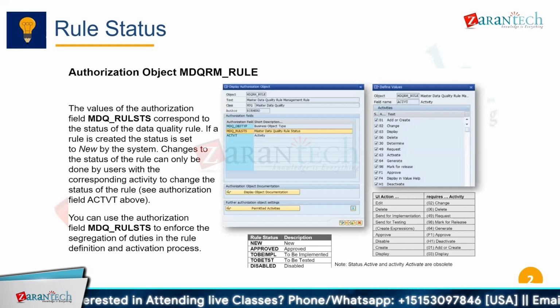So this is for authorization objects. Generally, in real time, whenever you create anything, you will need to get the authorization. So for DQM, you will need authorization to correct it. So this is a sample authorization object where you have access to add, create, change, display, with all these activities.